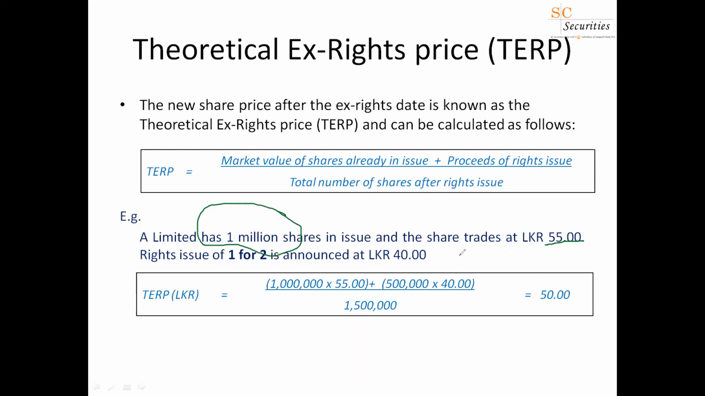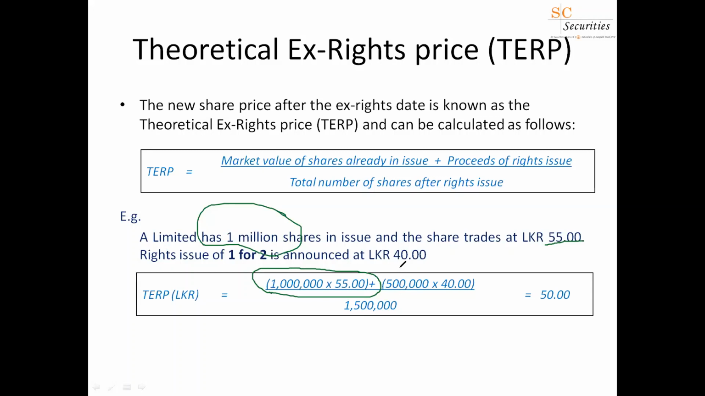So to arrive at the market value of shares before the rights issue, you multiply that 1 million by the market price before the rights issue. So that is 1 million into 55. To that, you add how much value the rights issue would add. Now the rights issue is 1 for 2. That is, for every 2 shares held, there would be 1 new share created. So for 1 million shares, there would be 500,000 shares created because it is 1 for 2, half of what is already there.